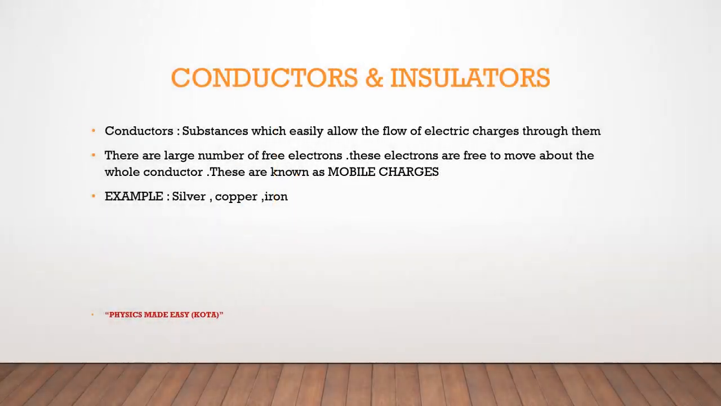Now in the next section, we are going to understand the difference between conductors and insulators. First of all, conductors. These are substances which easily allow the flow of electric current or electric charges through them. Why is there a flow of electric charges through them? Because there are a large number of free electrons, and these electrons are free to move about the whole conductor. They are also known as mobile charges. So due to the free electrons, there is a flow of electric charge or current through the conductor. For example, silver is one of the best conductors, and also copper, iron, etc.